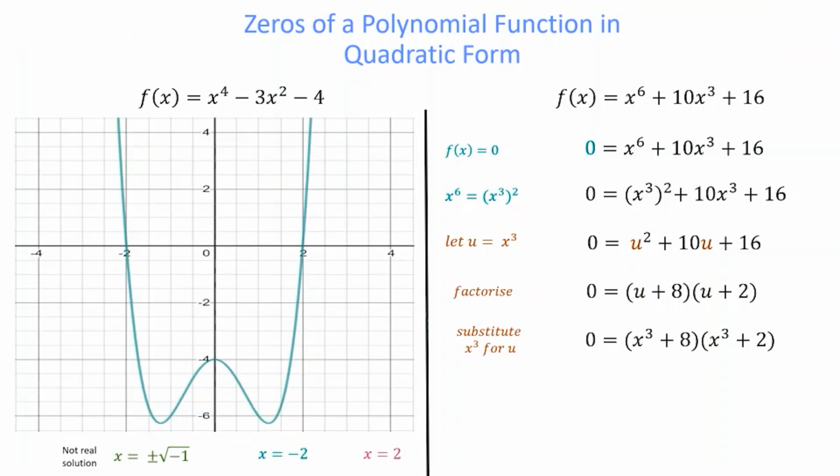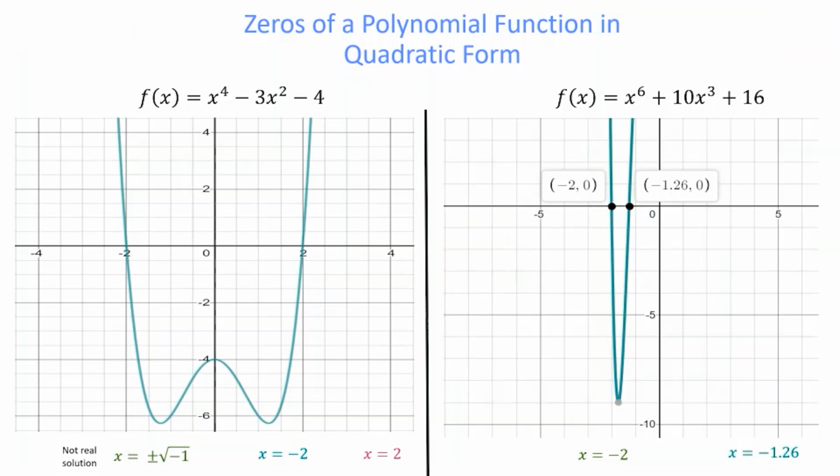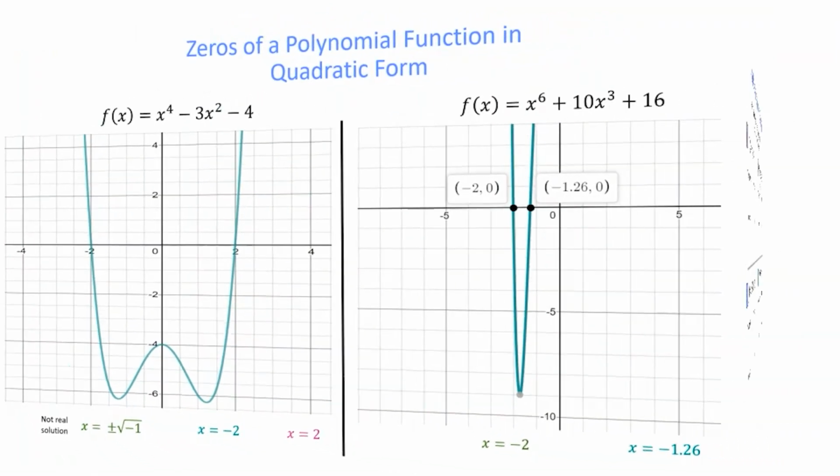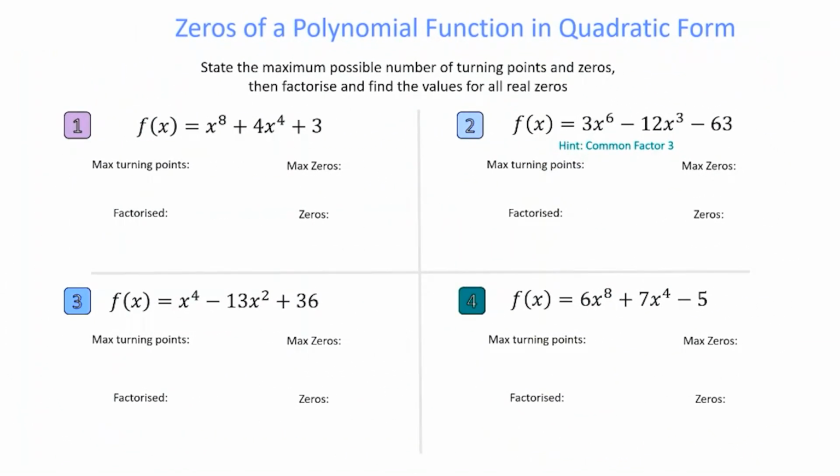So my graph will look like this. I have x equals minus 2, and I have another 0 at x equals 2. Pause the video and play when you're ready for the answers.